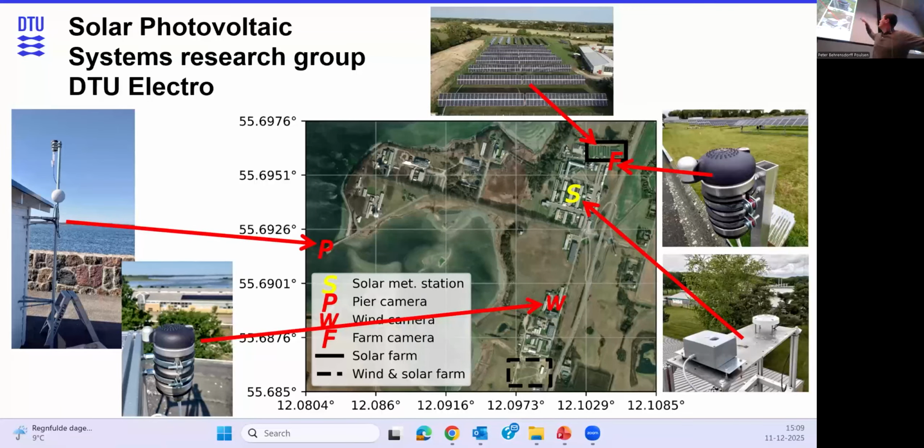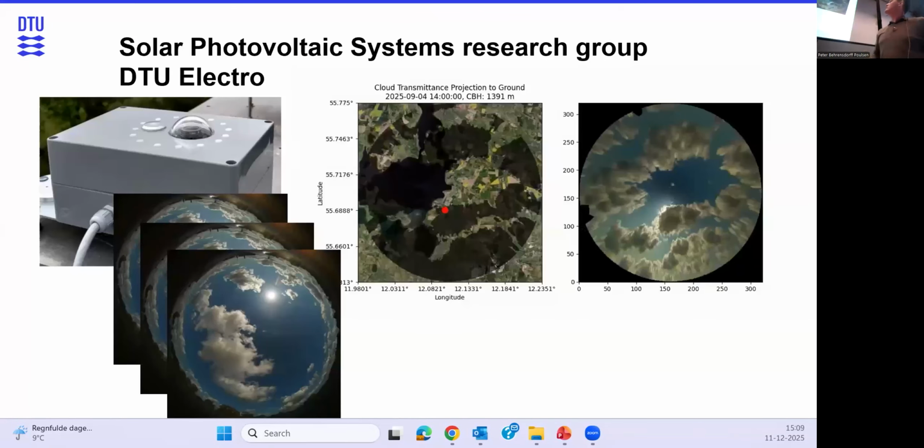And we have also installed cloud cameras. There are four cameras in total: one at the pier, which some of you might even be able to spot down through the windows there, one at the wind department on a building over there, and one right next to the farm. They're about 1 kilometer apart, which is somewhat optimal for the cloud conditions we typically find here in Denmark. And we plan to use this for forecasting irradiance at a very short term.